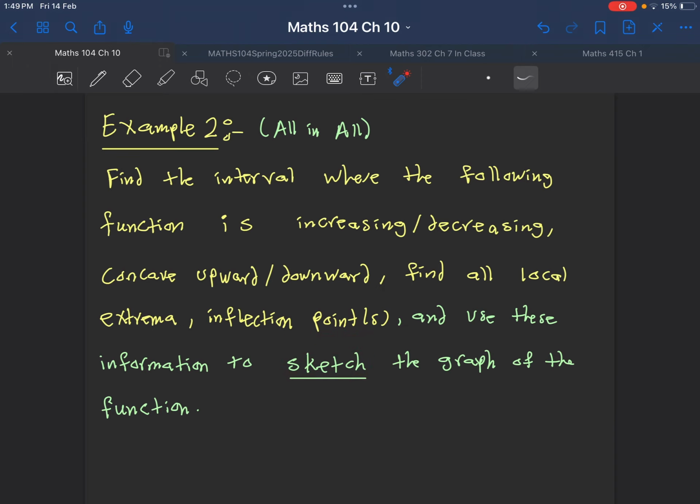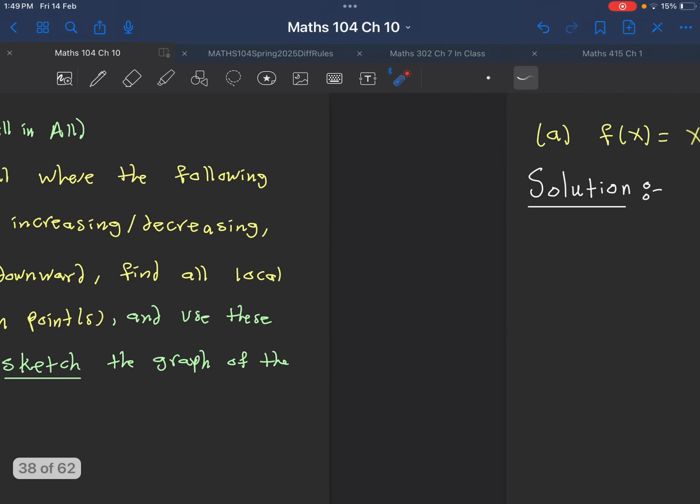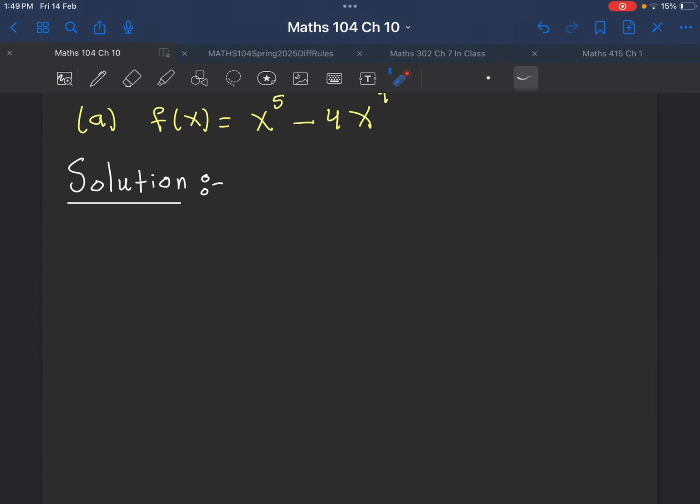So this is one of the most important applications of calculus, that it helps me to sketch the graph of the function and know where it is increasing and decreasing, concave upward and downward, and find the inflection point. So this part, we will redo everything we did before. It's a good review for whatever we did in the previous examples. So we start with this function.